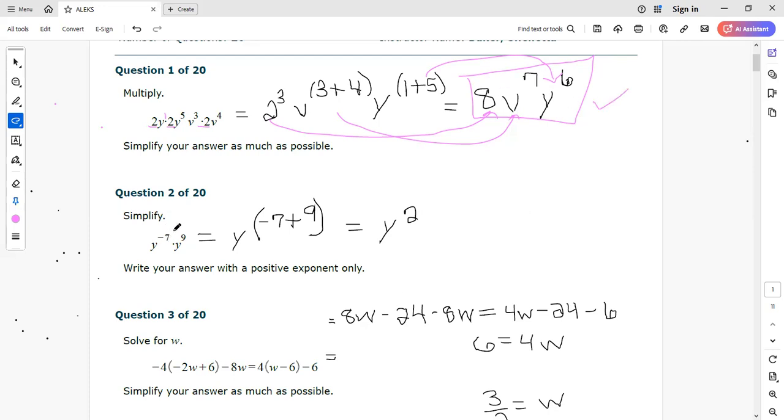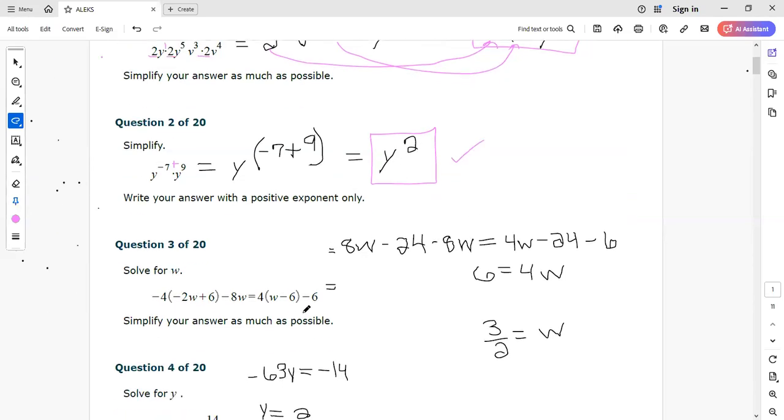We apply the same rule to the next problem. You have y to the power of negative 7 times y to the power of 9. When you add negative 7 plus 9, you get positive 2. Therefore, our answer is y squared.